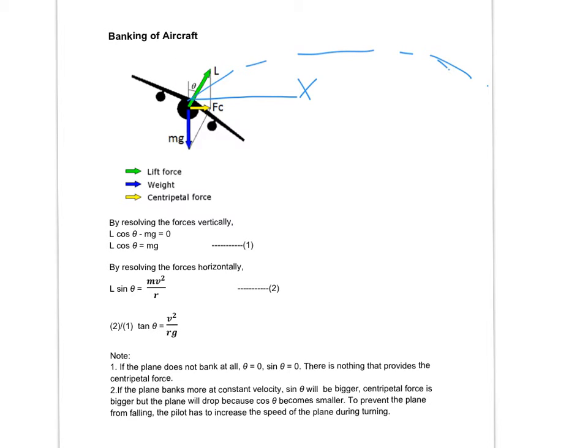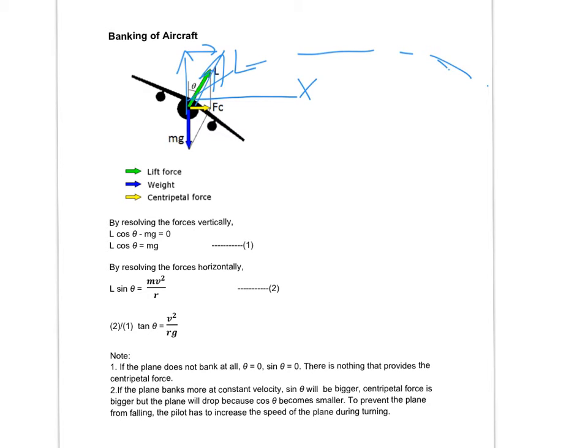If we resolve these forces, you will notice that the lift force will have two components. So this is my lift force. The component L cos theta will balance the weight, so L cos theta minus mg equals 0. This is because you're moving in a horizontal circle, so vertically there is no motion, so it is in equilibrium. But if we resolve the forces horizontally, you get L sine theta, this component providing the centripetal force.